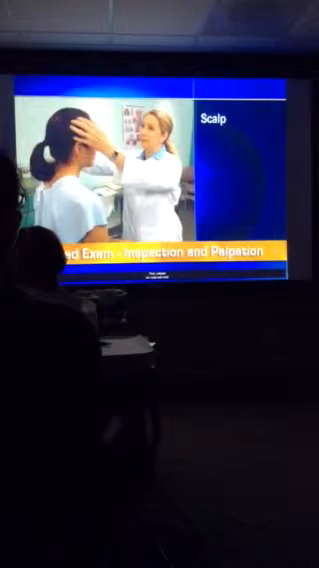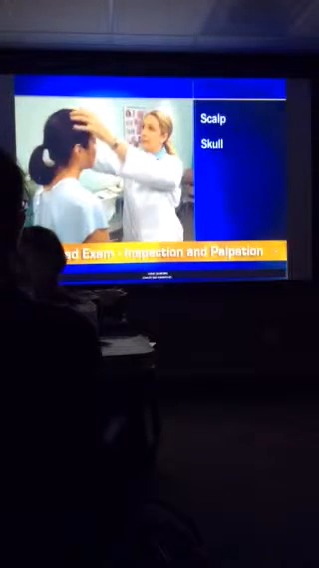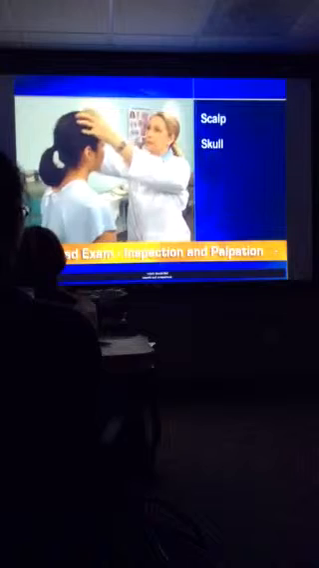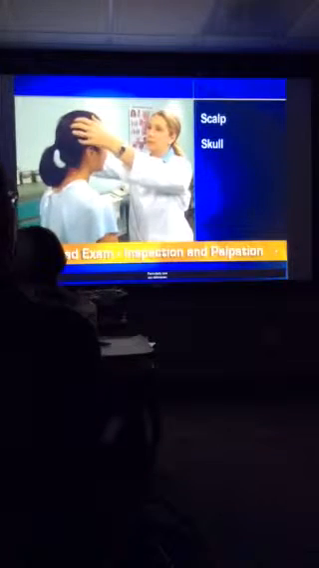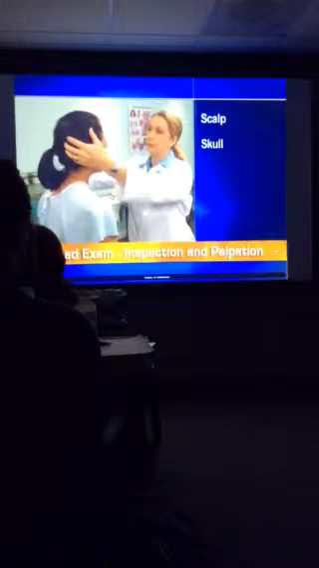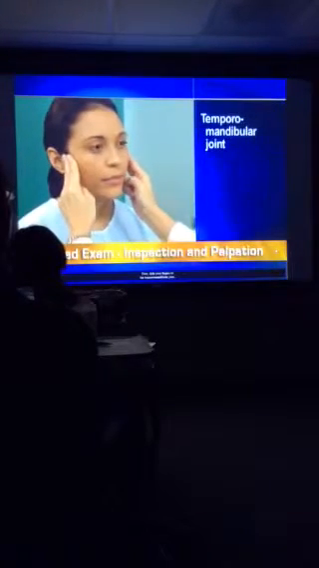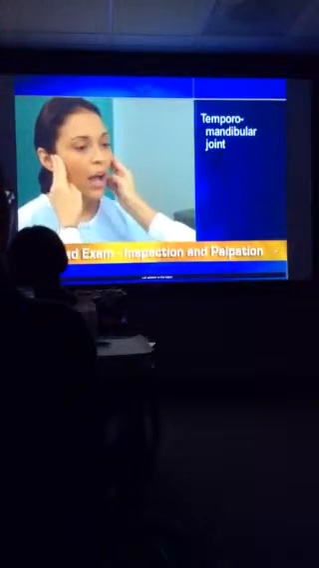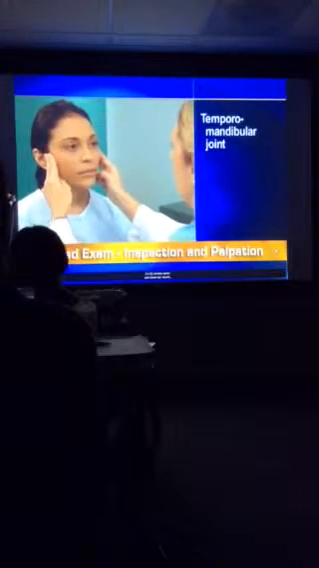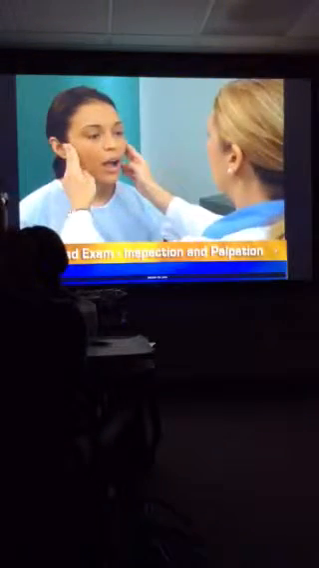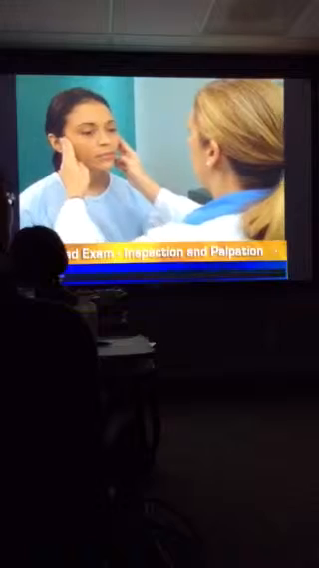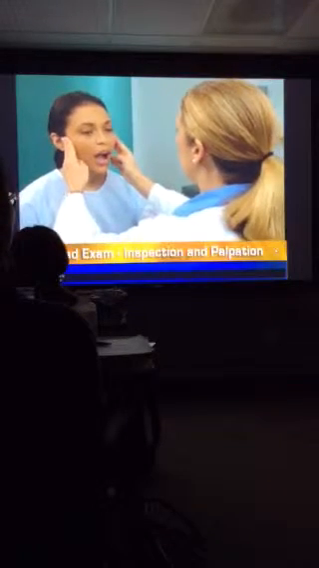Next, palpate her scalp and skull, which should feel smooth and symmetrical. Particularly note any deformities, lumps, or tenderness. Now slide your fingers to the temporomandibular joint, just anterior to the tragus. As the person opens and closes her mouth, palpate the joint, which normally moves smoothly and freely without tenderness. Close.